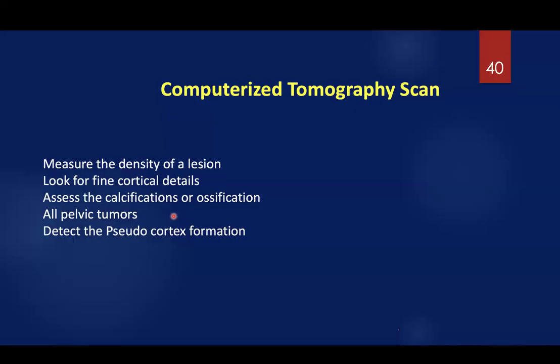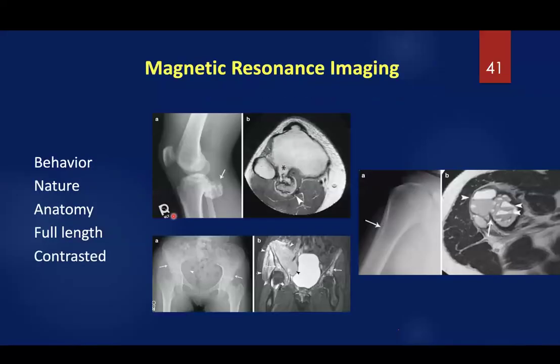And again, we talked about detecting pseudocortex formation in areas where there is probably a GCT, and we can talk about GCT in another lecture. There is another type of GCT that we call grade 3 GCT, where there is complete cortical destruction on X-rays. So the way to detect whether there is a pseudocortex or neocortex formation is to do a CT scan.